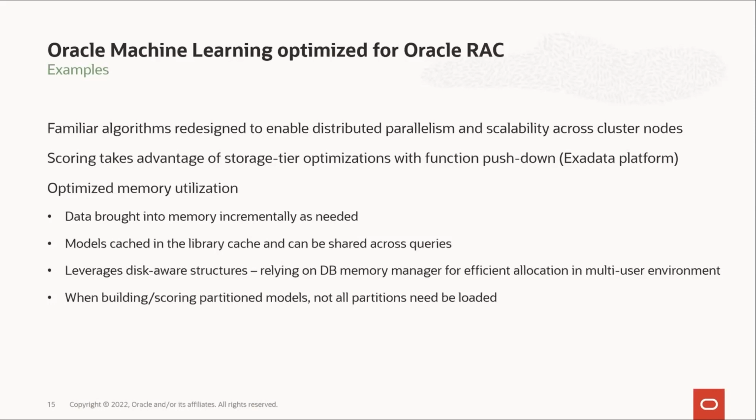Scoring takes advantage of function pushdown to process data at the storage tier, a unique Exadata feature, and this makes scoring that much more scalable and performant. One of the challenges with some other ML platforms is the need for data to fit in memory. And with OML, data is brought into memory incrementally as needed. Further, models are cached and can be shared across queries. OML leverages disk-aware structures, relying on the database memory manager for efficient allocation in multi-user environments.